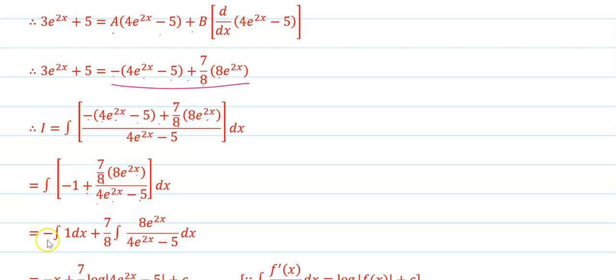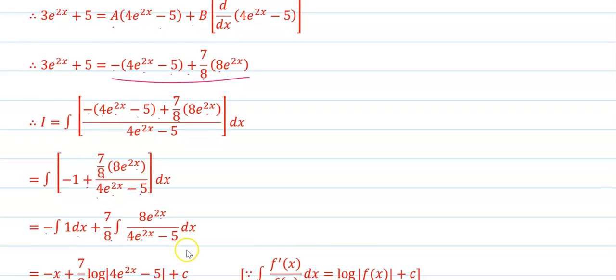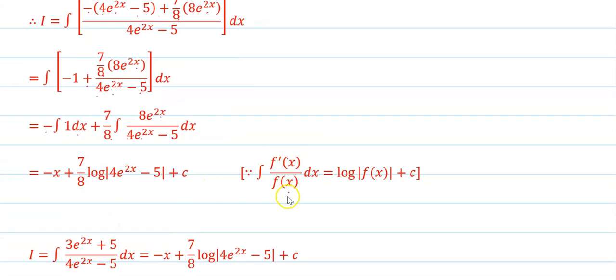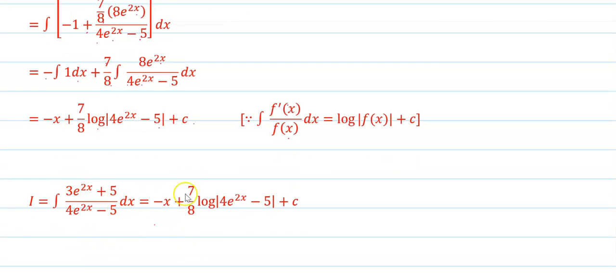Now the integral of minus integral of 1 dx plus 7 upon 8, 8e^(2x) upon 4e^(2x) − 5 into dx. Now again this is f dash of x upon f of x, its integral is log of mod of f of x, means what? Log of mod of 4e^(2x) − 5 plus c, and hence the answer is minus x plus 7 upon 8 log of mod of 4e^(2x) − 5 plus c. This is the answer. Okay.